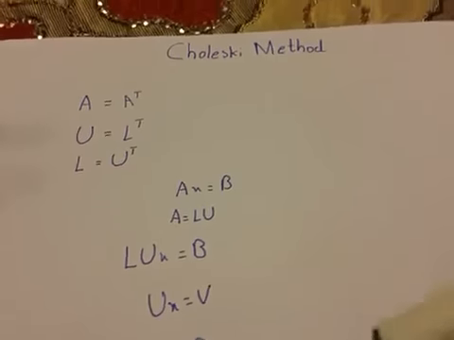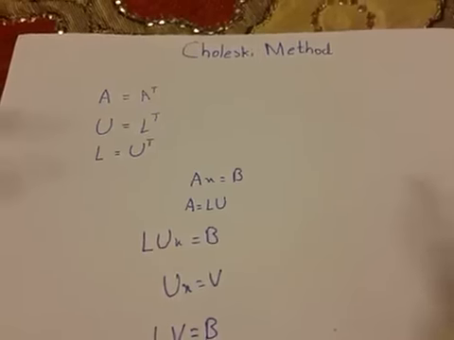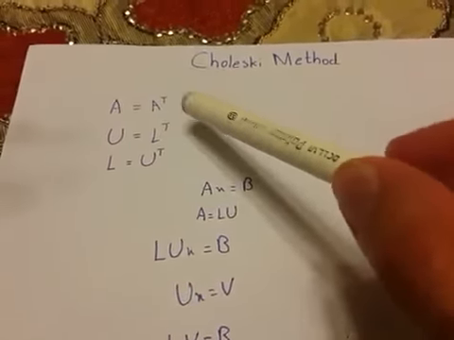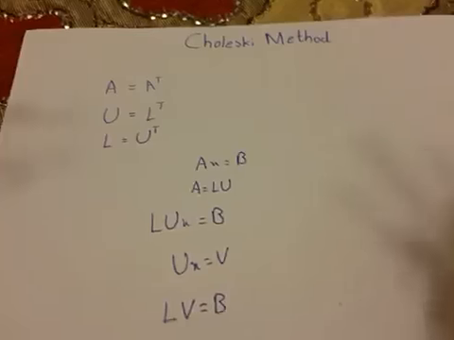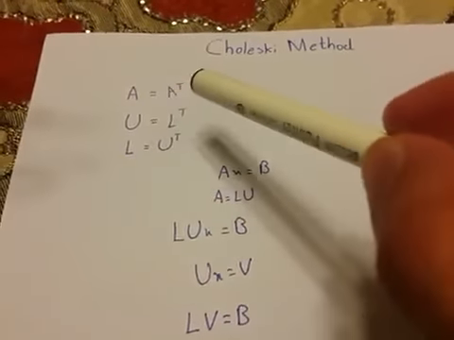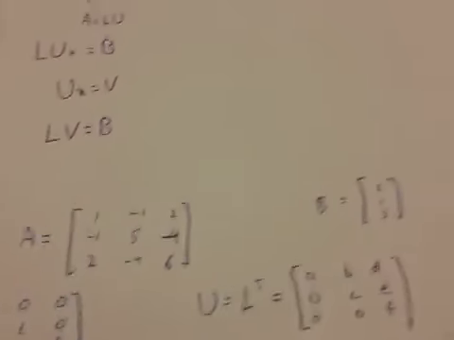Now the special thing about the Cholesky method is that it only works on matrices which are symmetric. What does this mean? A symmetric matrix is one in which the transpose of the matrix is equal to the matrix itself. And for these matrices, the upper triangular matrix is equal to the transpose of the lower triangular matrix and vice versa. So let's move on to our example.